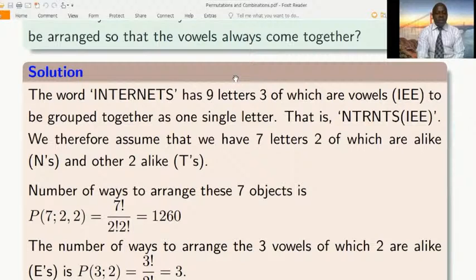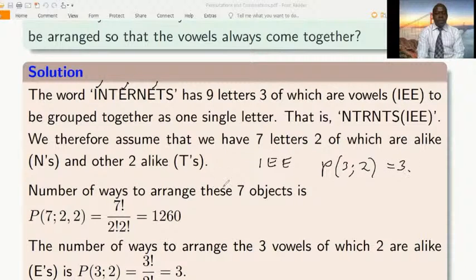How many permutations are there? How many vowels do we have? We had I, E, and then E. Those are the only vowels, and these are 3 letters. So permutation of 3 letters where 2 are similar, E and E, and this would be 3.